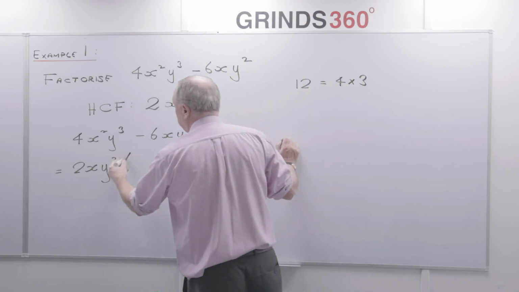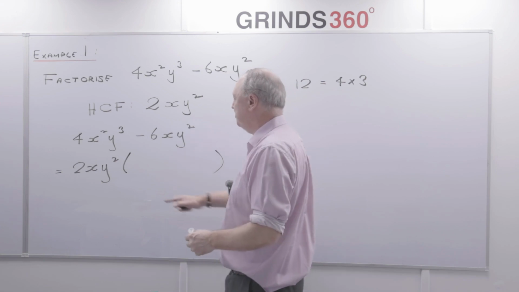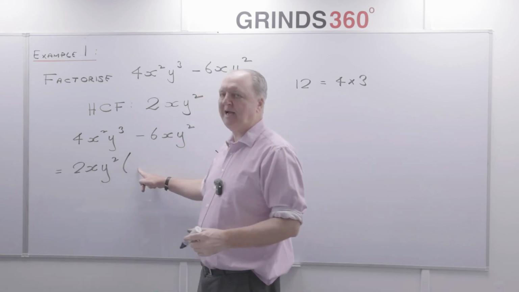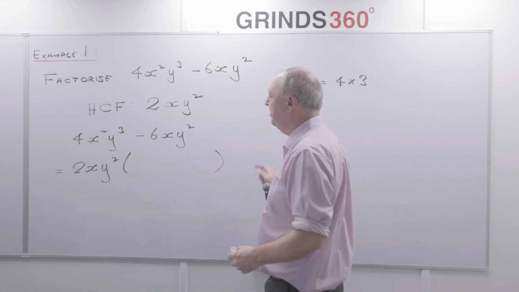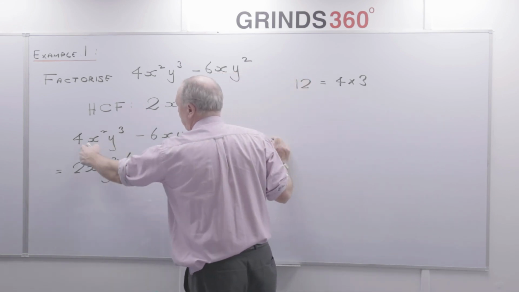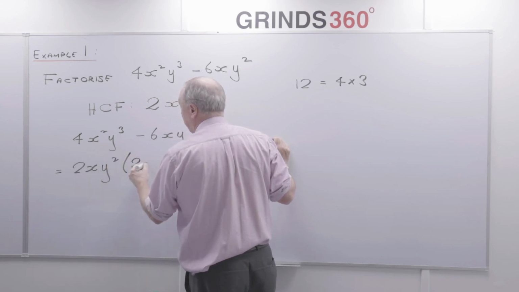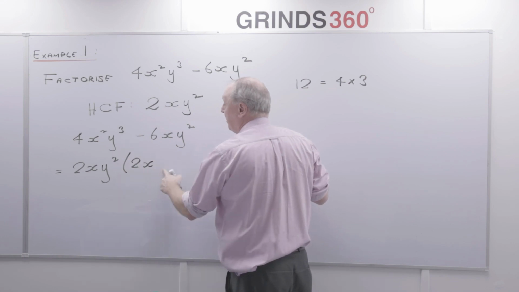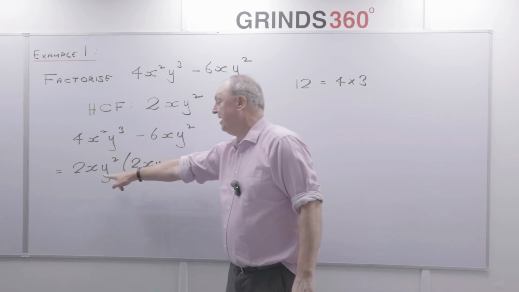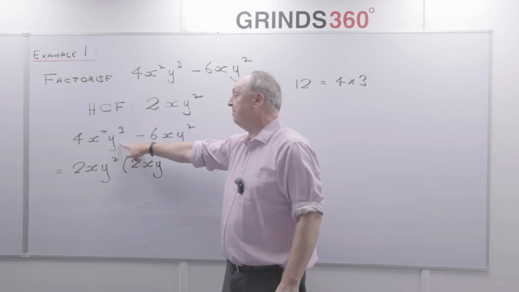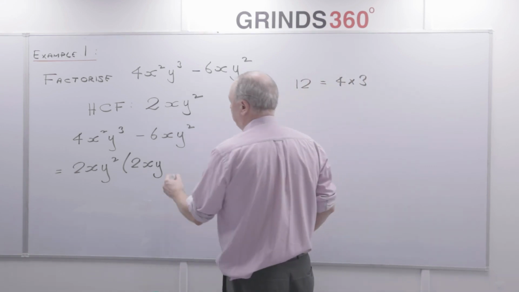So now I'm going to put in a bracket. Now ask yourself this: 2xy squared multiplied by what will give me back 4x squared y cubed? Well, 2 by what gives me the 4? 2. X by what gives me x squared? X. Y squared by what gives me y cubed? Y. So in other words, if you multiply out that by that, you will get back the 4x squared y cubed.